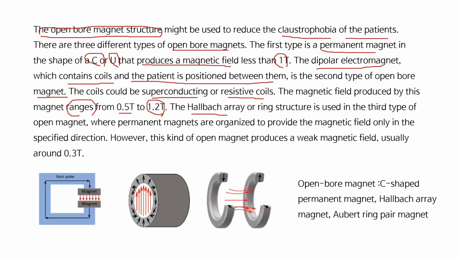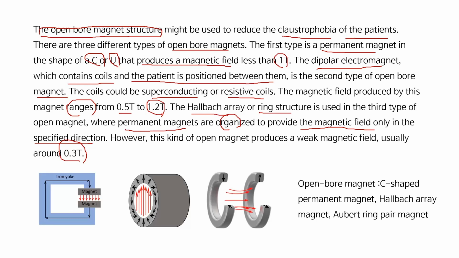The whole bar array or ring structure is used in the third type of open magnet, where permanent magnets are organized to provide a magnetic field only in a specific direction. However, this kind of open magnet produces a weak magnetic field, usually around 0.3 Tesla.